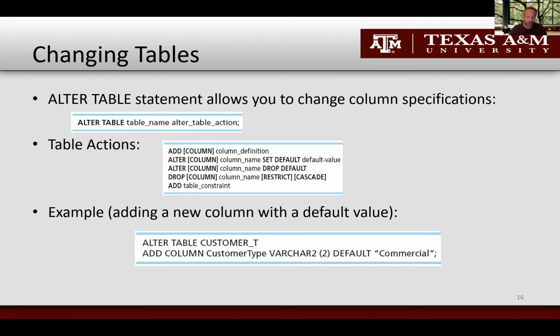So the example there is, you can see they're adding a new column. In this case, it's a column called customer type. It gets a variable character with a length of 2, and its default value is commercial.